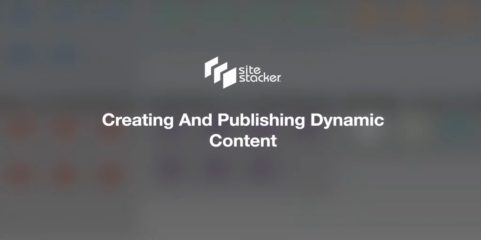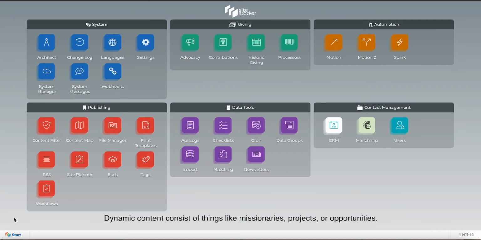Today we're going to take a look at creating and publishing dynamic content. Dynamic content consists of things like missionaries, projects, or opportunities. There's usually a whole lot more dynamic content than there is static content, and it's being updated on a consistent basis. As a reminder, static content is any text, photo, buttons, or front-end pieces that don't have a bunch of data stored in them. We will just be covering dynamic content in this video.